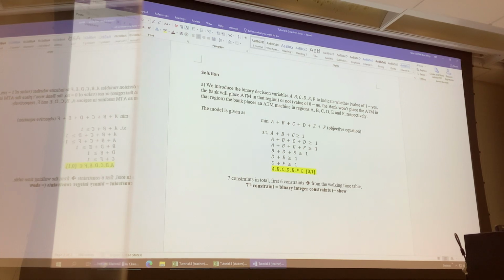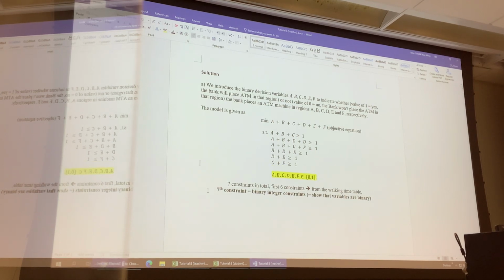Okay, so that's binary. So A, B, C, D, E, F, that is 0 or 1. Okay, so the 7th one, you have to include it. So please be careful. Okay, so that is the 7th one, and then we can go to the first 6 constraints.